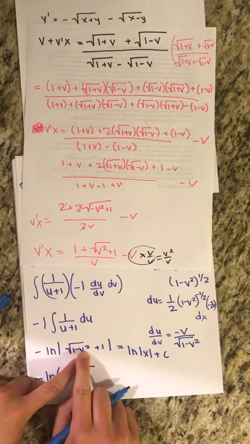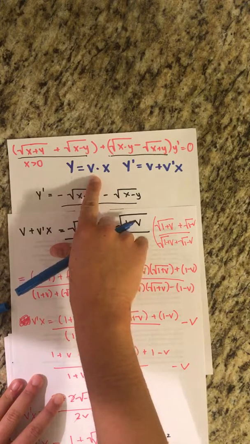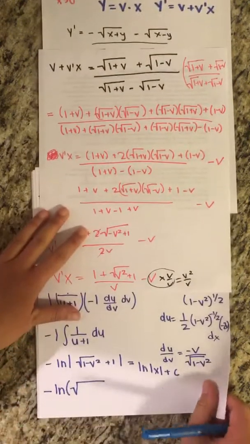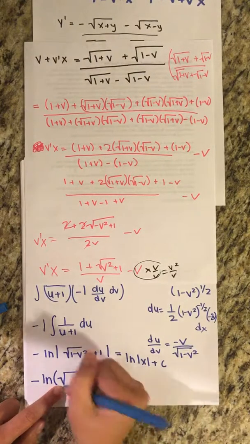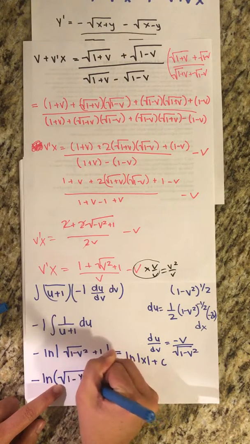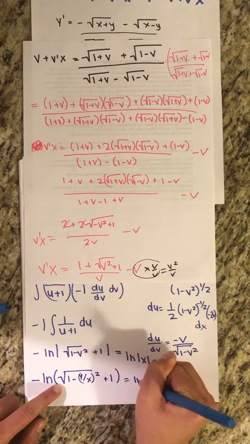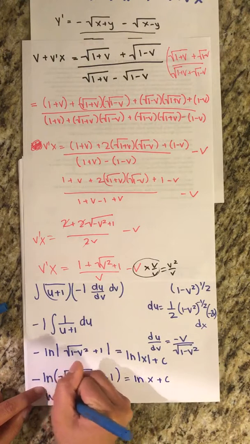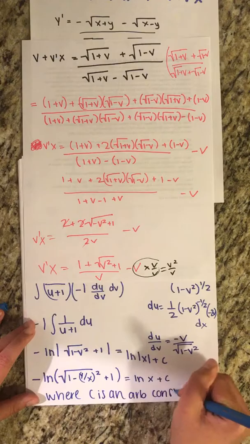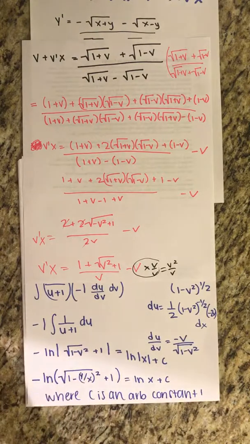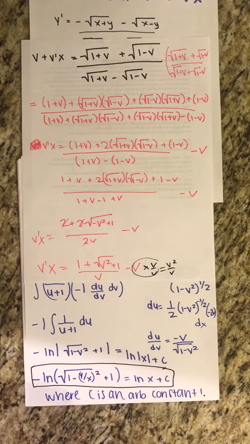So our final answer is the negative ln of the square root. Remember just to change that v back into y over x. So the negative ln of the absolute value of 1 minus y over x, don't forget that, squared plus 1 equals the ln of x plus c, where c is an arbitrary constant. And there you have it. That is our solved homogeneous differential equation. Thank you.